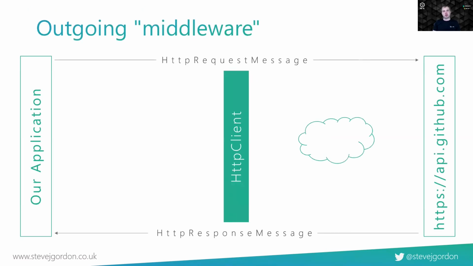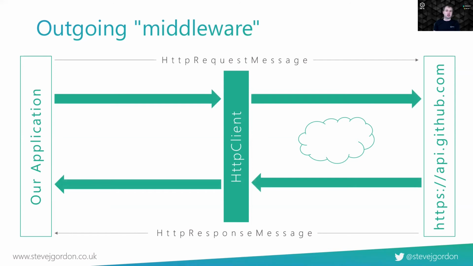Now, I said earlier we'd talk a little bit about outgoing middleware. Outgoing middleware is very similar to ASP.NET Core middleware for incoming requests that you may have built middleware pipelines for. What that allows you to do is to handle cross-cutting concerns as requests come in. With outgoing middleware, it's the same idea, but it's now for the outbound calls. So logically, this is what it looks like from a high-level perspective. We make a request to HTTP client, it goes out to the internet, and it comes back.